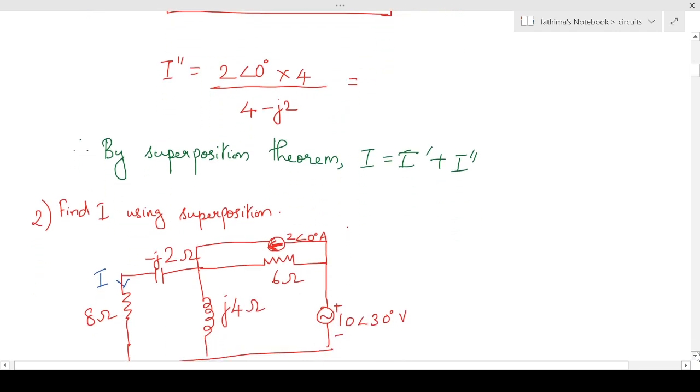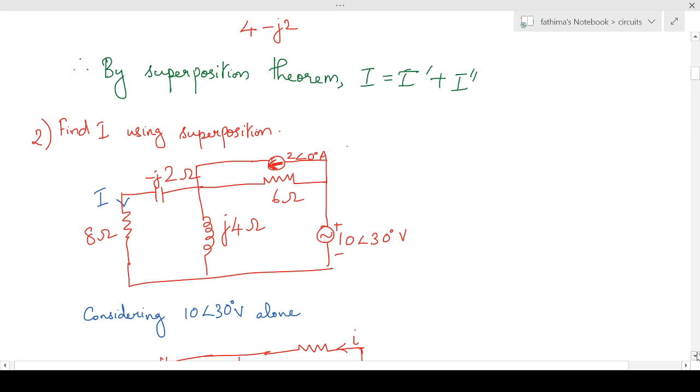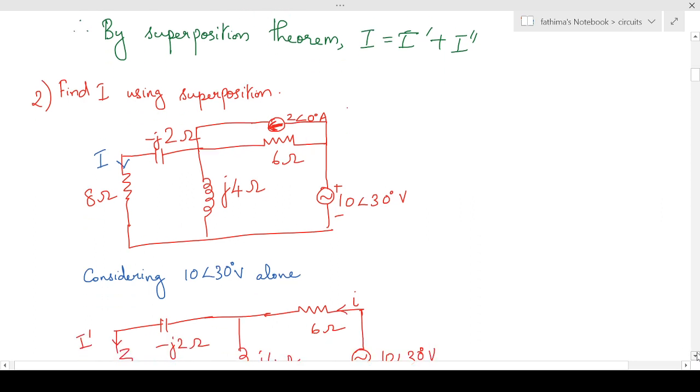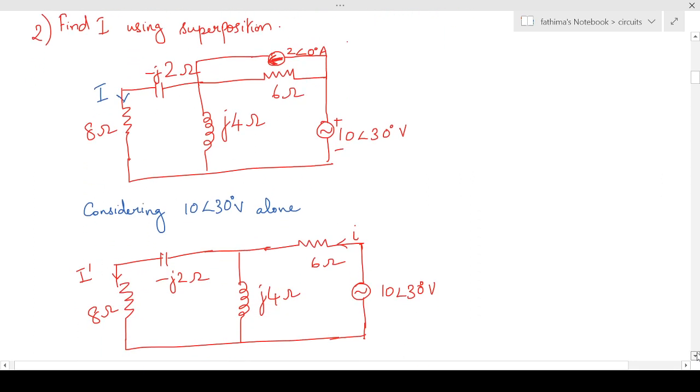So you are asked to find the current flowing through this 8 ohm resistance. So first we'll consider there are two sources in the circuit. So first we'll consider this 10 angle 30 degree voltage source acting alone. So we'll open circuit this current source. So it is open circuited over here. So I have marked the current flowing through 8 ohm as I dash.